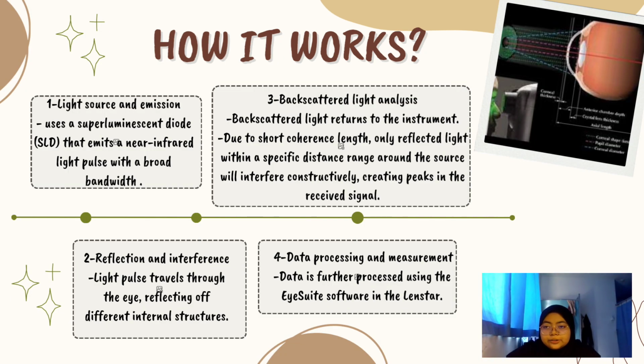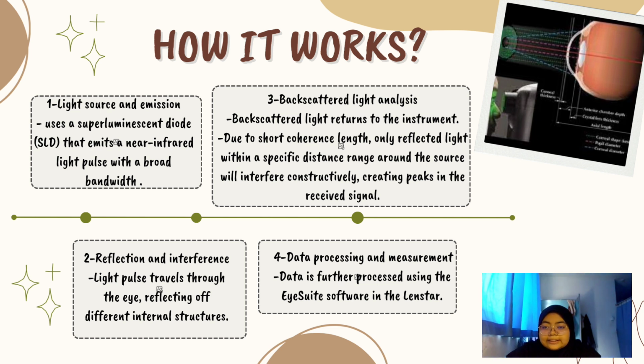So how does it actually work? Firstly, light source and emission. As mentioned before, the Lenstar uses a superluminous diode that emits a near-infrared light pulse with a broad bandwidth. This broad bandwidth ensures that the light has multiple wavelengths traveling within a very short coherence length.